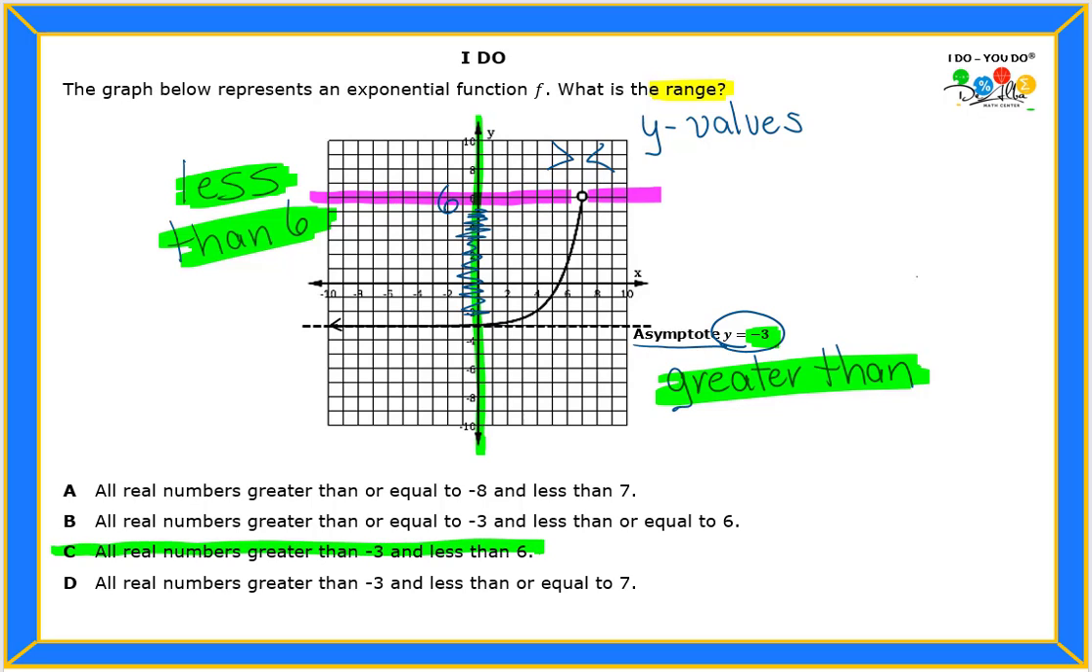Very good. That would be the answer, guys, right there. Okay, letter A, notice how letter A has something that says -8. We have no -8 in here, right, guys? And then letter B says greater than or equal. And no, we're not choosing that word equals to, right? And the last one says all real numbers greater than -3 and less than or equal to 7. Where did they get the 7 from, right? Okay, so very good. So that's why letter C was the answer.